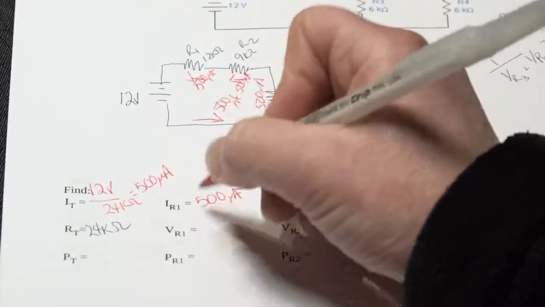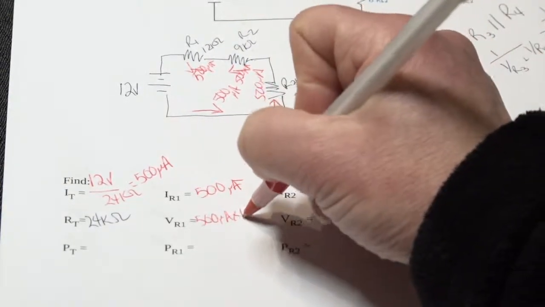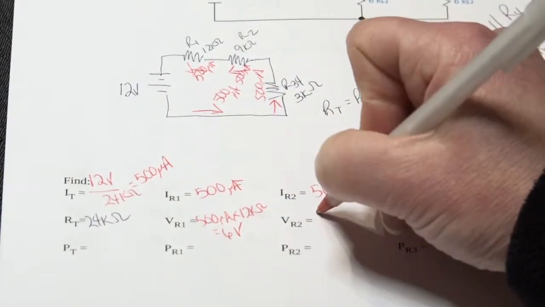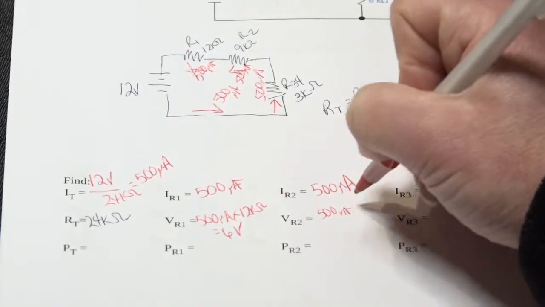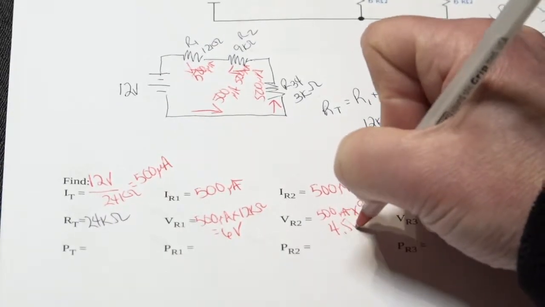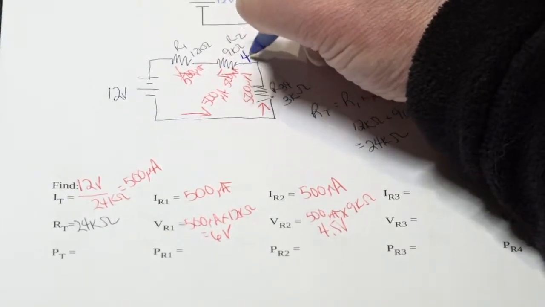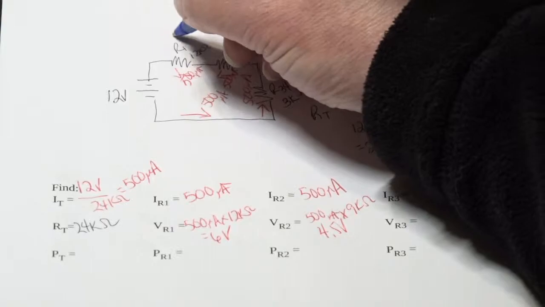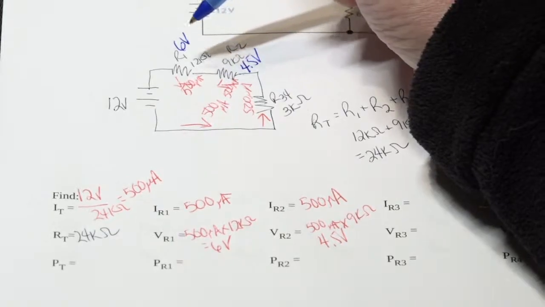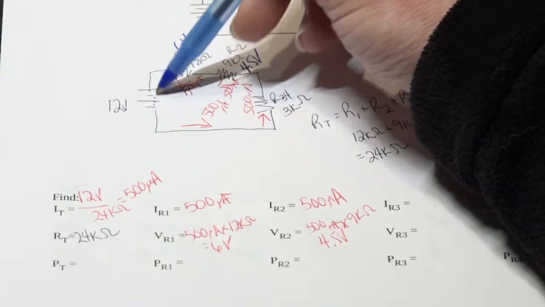So we can say that 500 microamps times 12 kΩ gives us 6 volts, and 500 microamps times 9 kΩ gives us 4.5 volts. So I'm going to go ahead and write that on here. We've got 4.5 volts here. We've got 6 volts there. And remember Kirchhoff's voltage law. It said that all of these voltages have to add up to that.